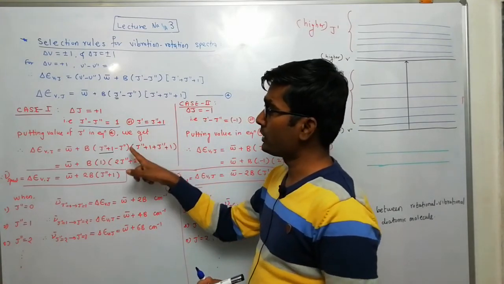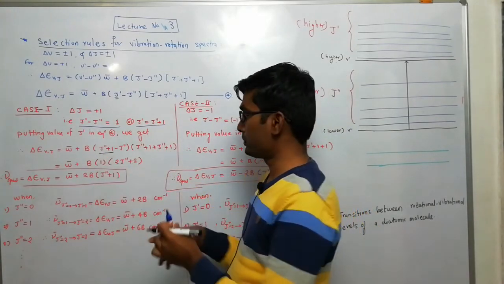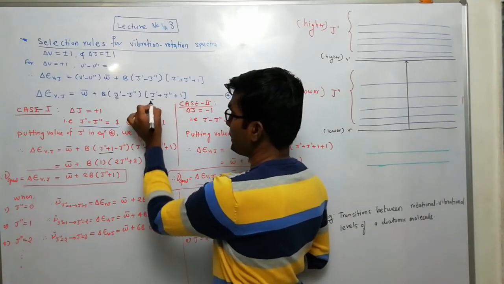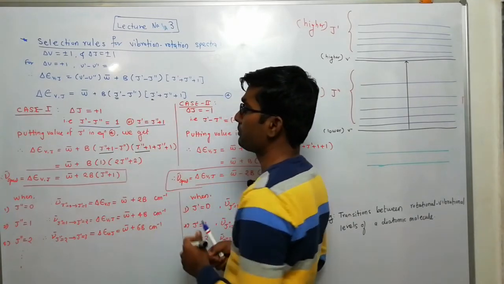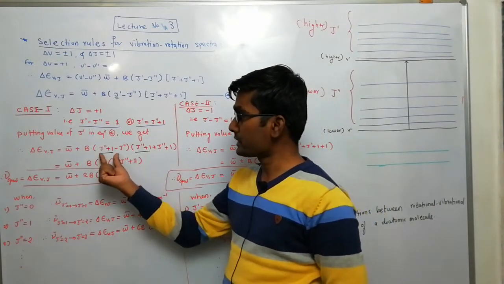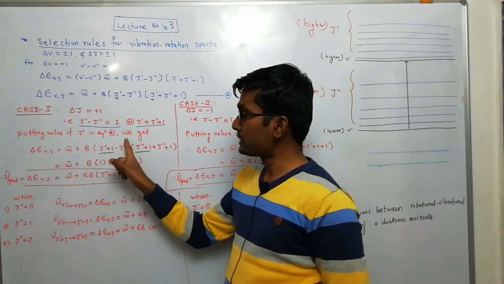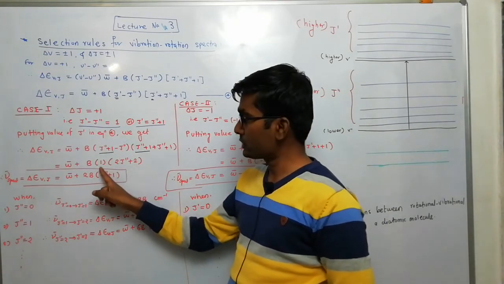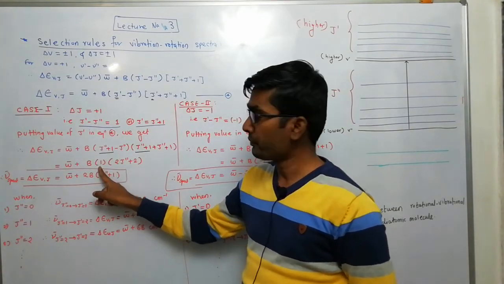J prime plus 1, J double prime plus 1. I have put this value here, then this J prime value is J double prime plus 1. Okay. Now, simplify this. J double prime minus J double prime, it will cancel out. So, what is remaining is 1.